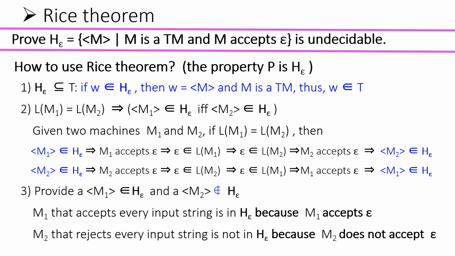We then define another specific Turing machine M2 that rejects every input string. We construct it by assigning the reject state to the starting state. M2 is not in H epsilon because M2 does not accept epsilon. As I said before, these two machines, which either accept everything or reject everything, are widely used in such proofs when using Rice's theorem. Now we can conclude that H epsilon is a non-trivial property of languages of Turing machines. Thus, it's undecidable.